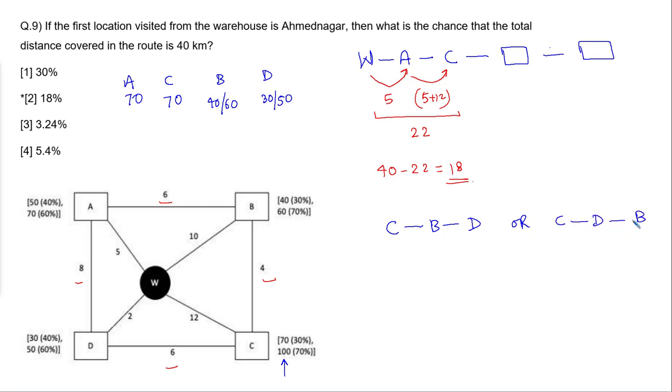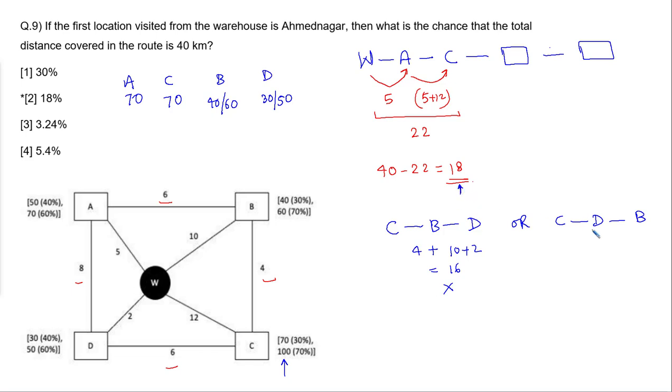So let's have a look at it. C to B, the distance is 4. B to D, we cannot take this 6 plus 8. Only possibility is 10 plus 2. This is equal to 16. So this is invalid, because we want the addition to be 18.